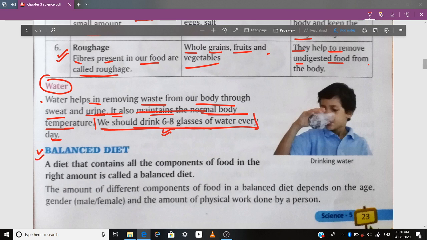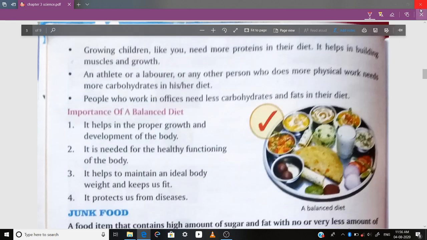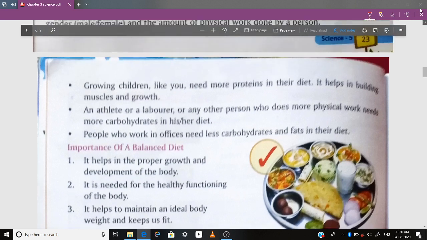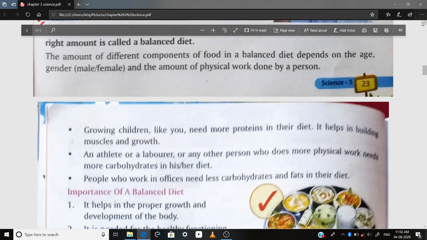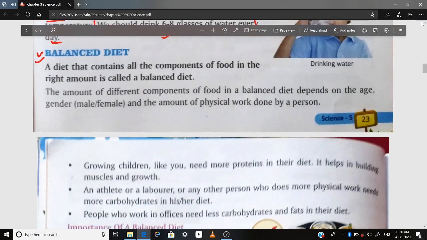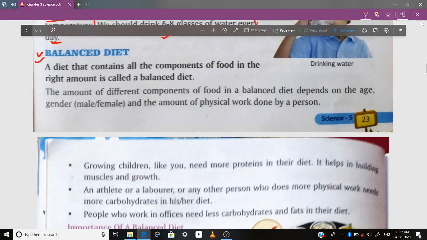Now let's talk about the balanced diet. We all have food, but sometimes in our diet these five nutrients are not present in the proper amount. Due to the lack of any particular nutrient, any disease can occur, or the growth of the body can be stopped. So we should always have a balanced diet.